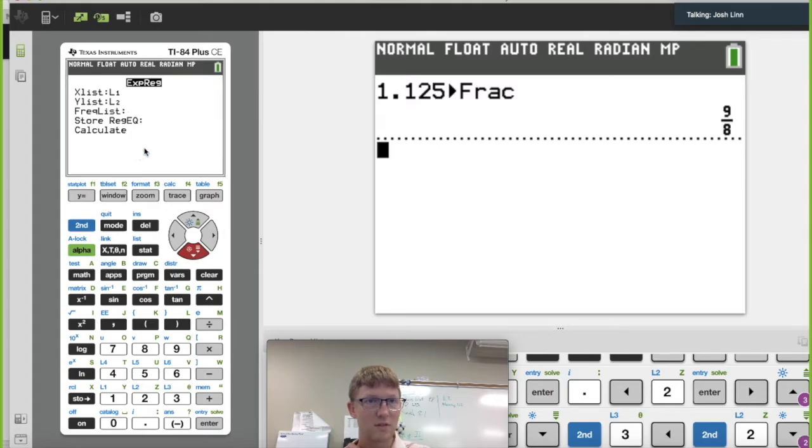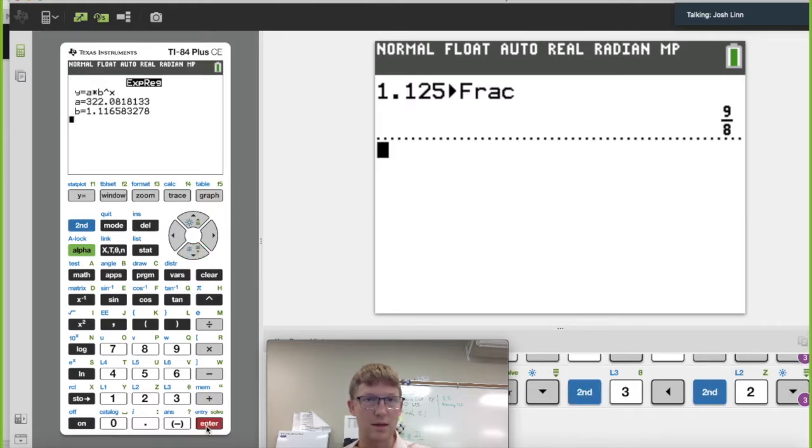And the rest of this doesn't matter. So then whenever you're ready, you can calculate. What it does here, number one, it gives us our general formula, y equals a times b to the power of x, and then it gives us our a value and our b value. So I'm going to go ahead and write those on the screen.